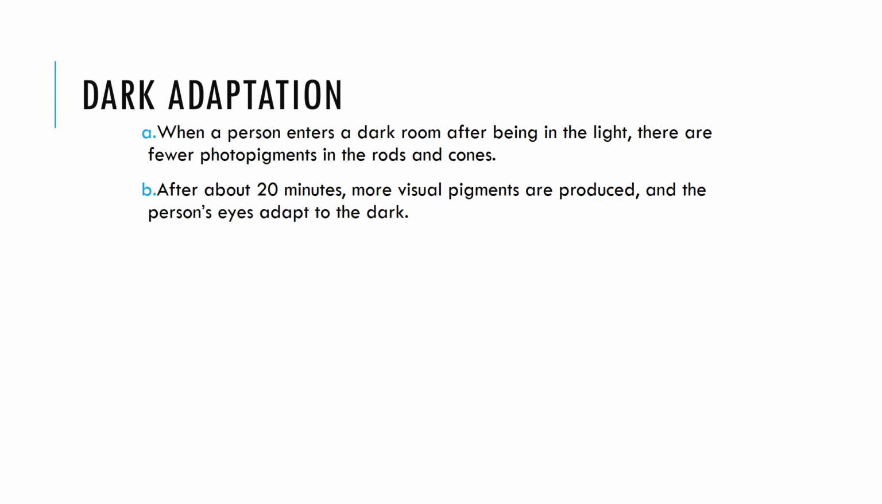So when a person enters a dark room after being in light, there are fewer photopigments in rods and cones. And so it might take about 20 minutes to produce the amount of pigments that are needed and to adjust to the person's eyes.